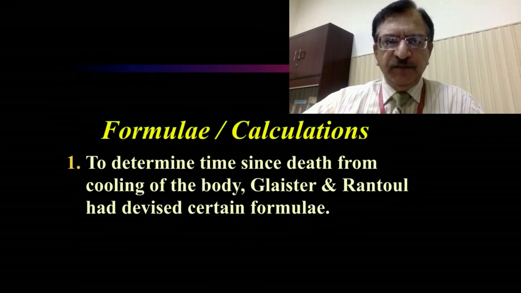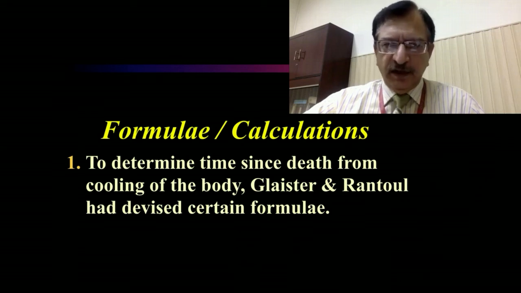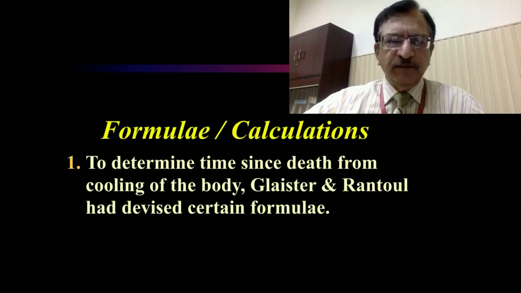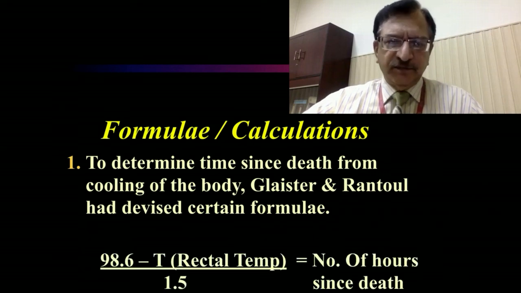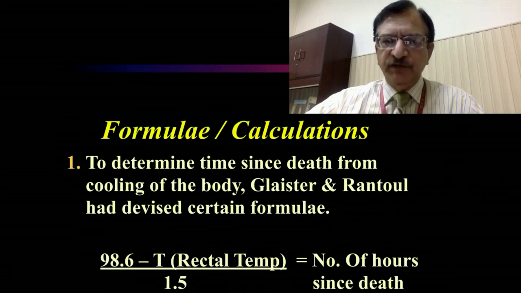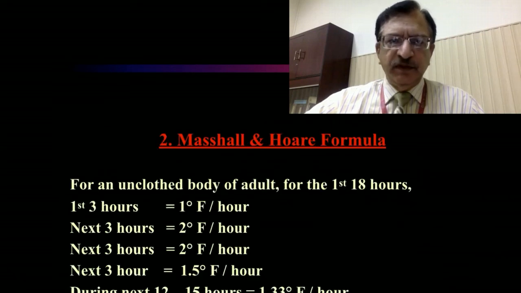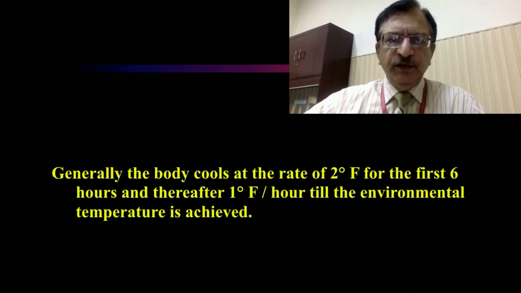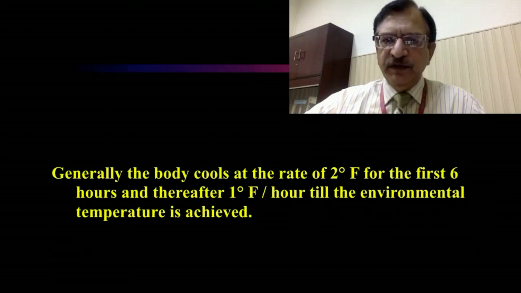Formally, to determine time since death from the cooling of the body, there are Glaister and Rentoul. They have devised certain formulae: 98.6 minus the rectal temperature, divided by 1.5, gives you the number of hours. This is another formula. Generally the body cools at a rate of 2 degrees Fahrenheit for the first 6 hours and thereafter 1 degree Fahrenheit per hour till it reaches the environmental temperature.